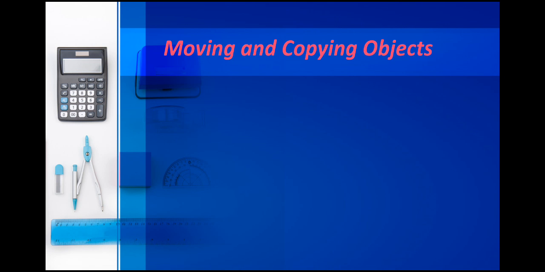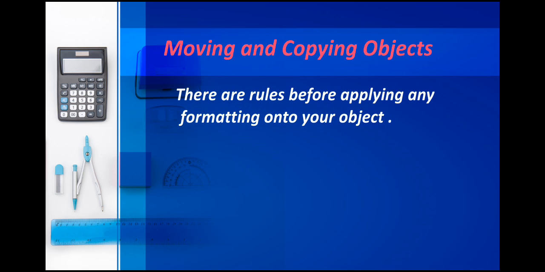Moving and copying objects. Let's move to our new topic, the first topic, moving and copying objects. There are rules before applying any formatting to your object. And what is the rule? Rule number 1, select the object on which you have to perform anything. For instance, if you want to change its size, or move it, or copy it, or perform any operation or formatting on it, you have to first select that object.